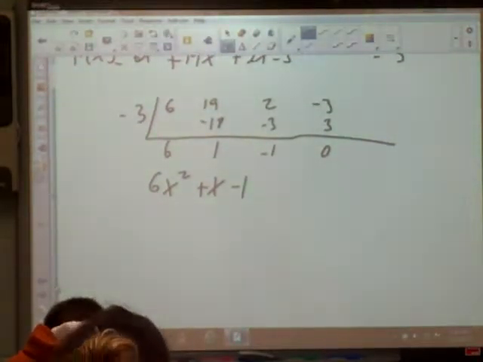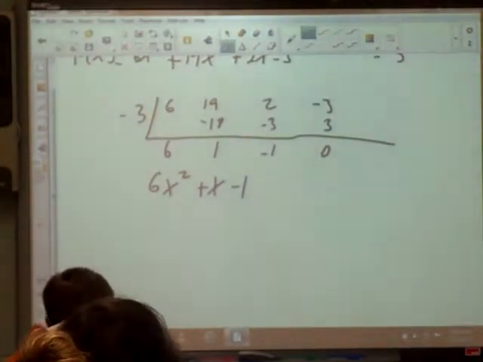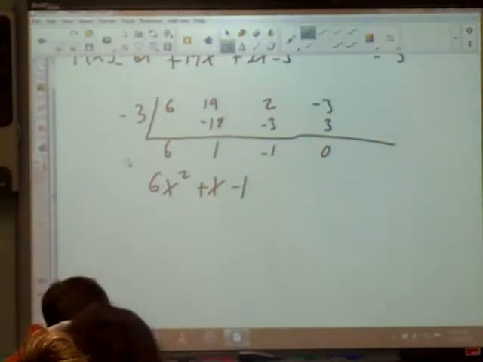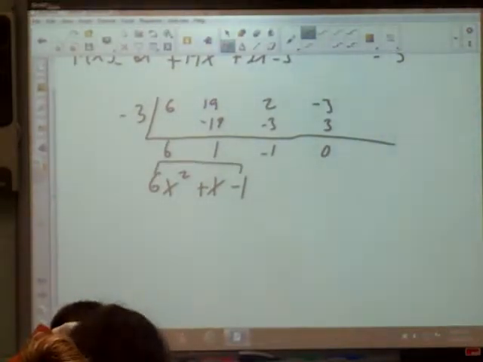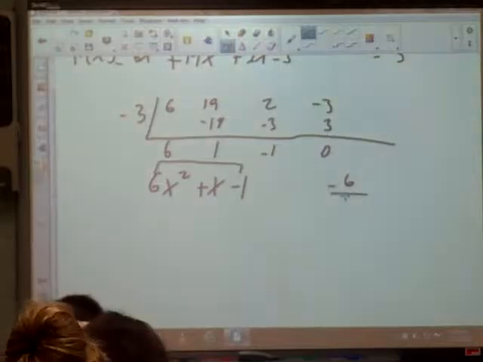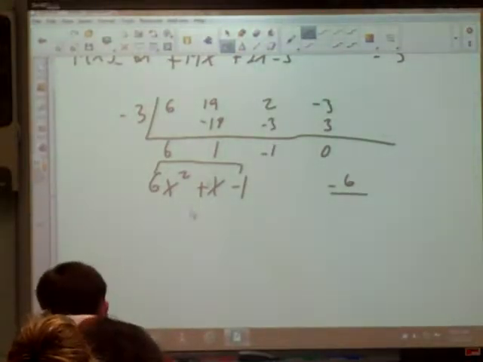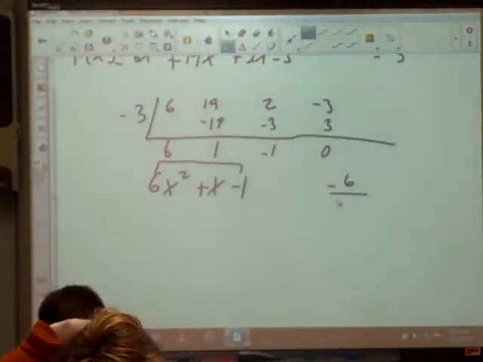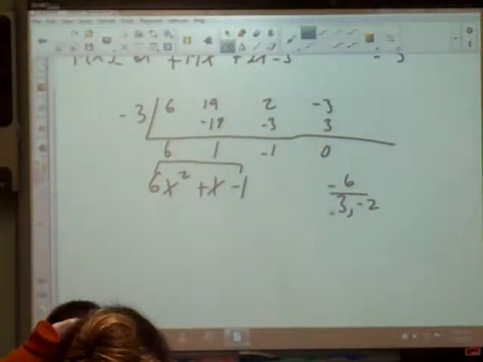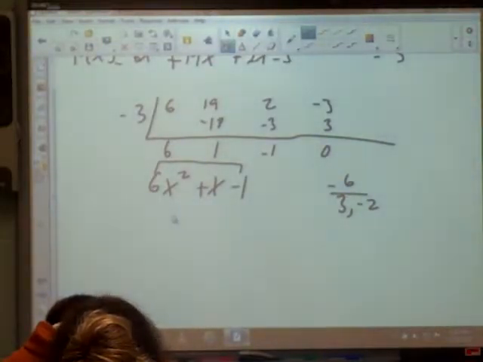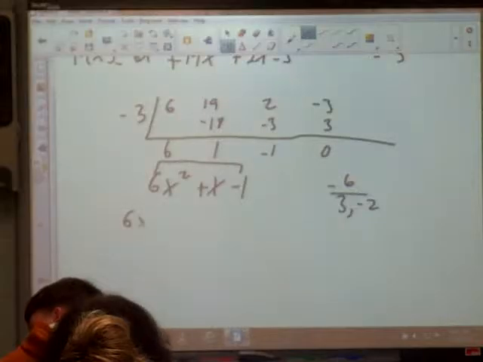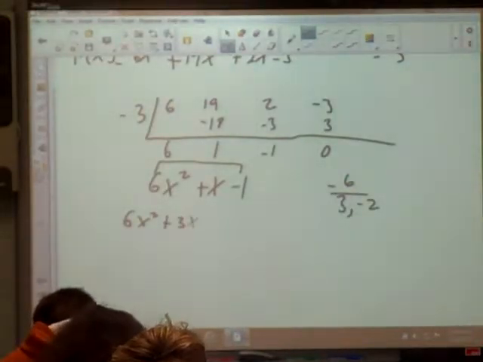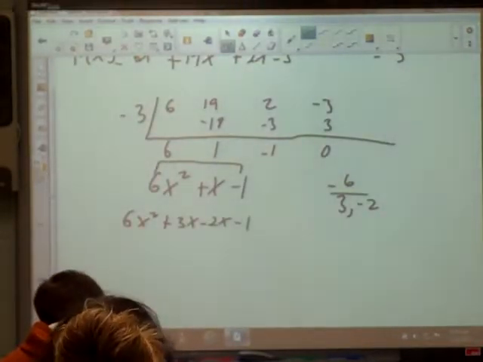Okay, this one should be a little easier for you to figure out the factors. You don't got 120, which has a ton of them. You just got a times c is negative 6. Factors of negative 6 that add to a positive 1. Everybody ought to be able to figure these out. Alright, let's plug those in. 6x squared plus 3x minus 2x minus 1.